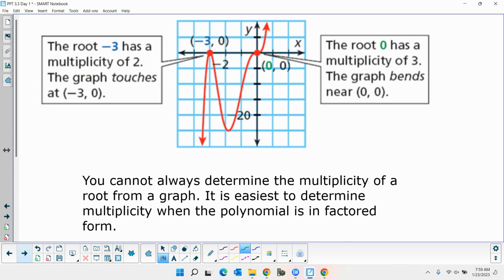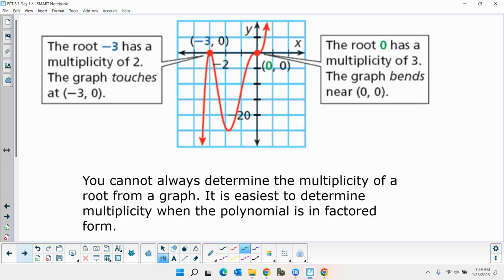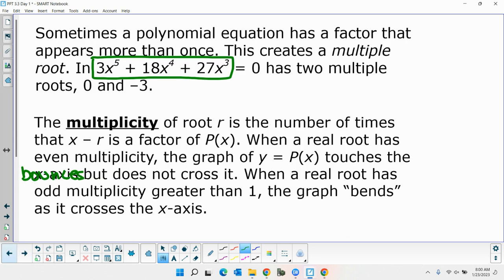So here's a picture of this one here, 3x to the 5th. That's the graph of that one. At -3, it hit but didn't cross, meaning it bounced off. That one worked twice. And here, when it went through 0, it kind of bends as it goes through. It doesn't go straight through like we're used to seeing. It has odd multiplicity. It works at least 3 times. So if we look at this degree, see that 5 there?